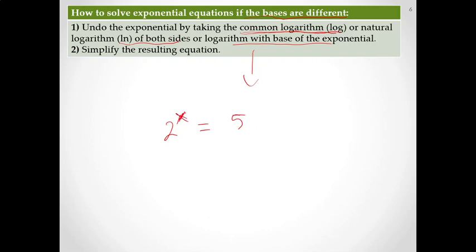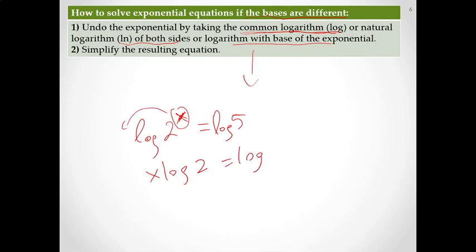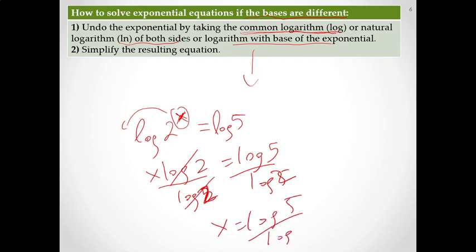Now, one way is to take the log of both sides. By the property of the logarithm, it brings the x before log 2, and then x will be log 5 over log 2. This is the common logarithm, so it's log base 10. So this is one solution, and let's do the same thing with ln.